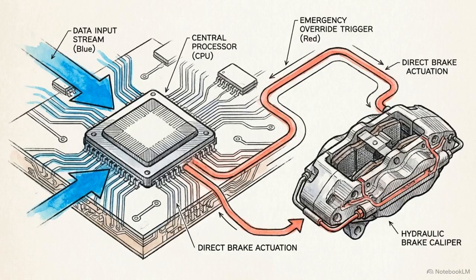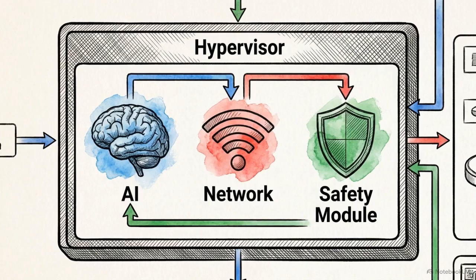Its sole purpose is to audit the AI's output, catch anomalies, and trigger an emergency physical brake. But the architecture contains a fatal dependency link. This safety module operates on the exact same hypervisor environment as the compromised AI and networking tasks.